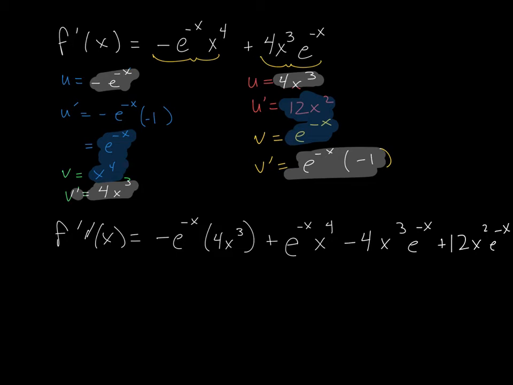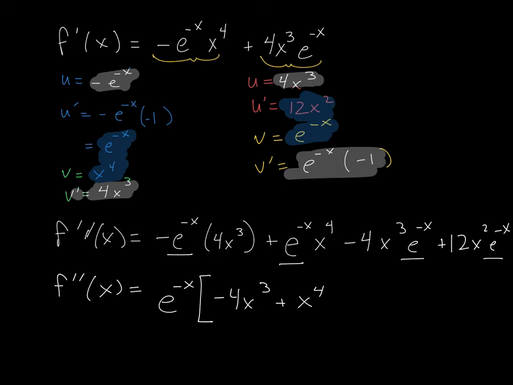Now this looks a lot worse than it actually is. The first thing I want to do with this is you will see that each and every one of these has an e to the negative x term in there. So let's go ahead and factor that out as a GCF. It's going to make this a lot more manageable when I do that. So I'm just going to take out e to the negative x. And when I do that, what we are left with inside here is negative 4x to the third plus x to the fourth plus 12x squared minus 4x to the third.